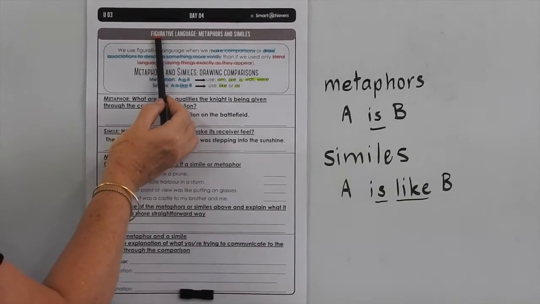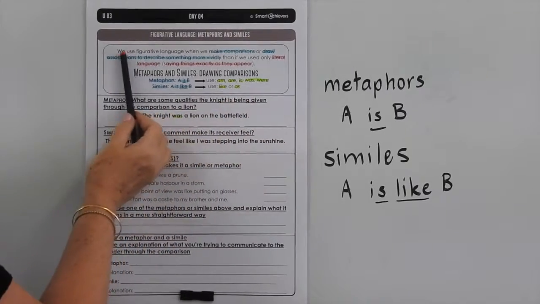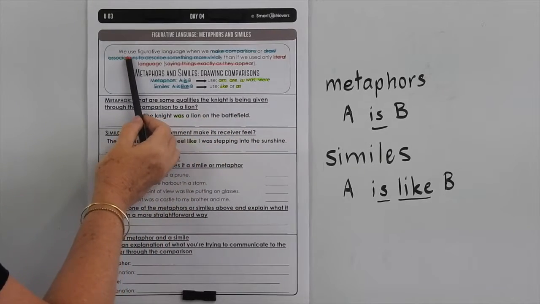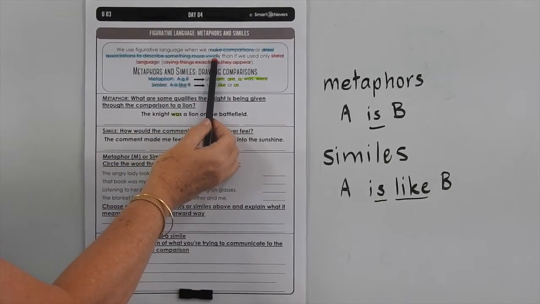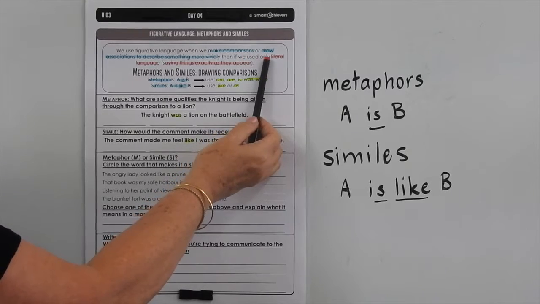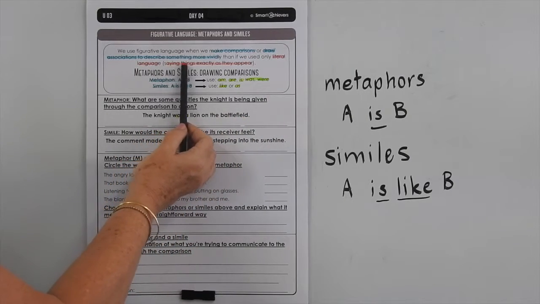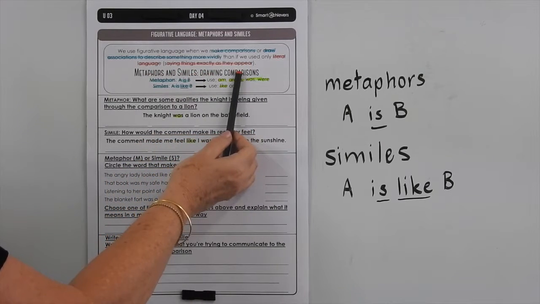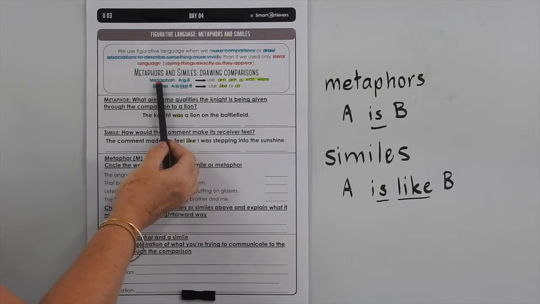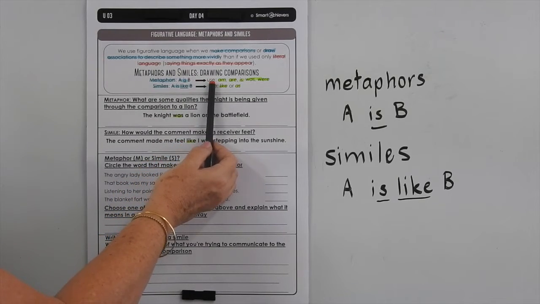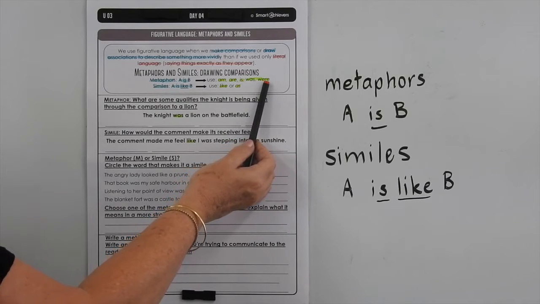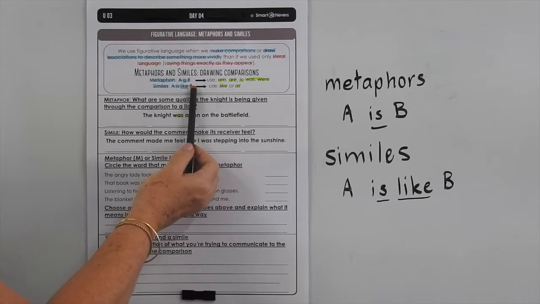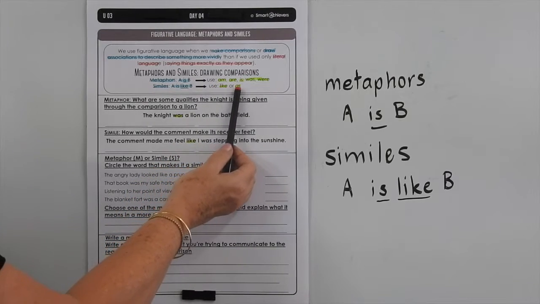Today's activity is about figurative language, metaphors and similes. So we use figurative language when we make comparisons or draw associations to describe something more vividly than if we used only literal language, which is saying things exactly as they appear. So metaphors and similes are drawing comparisons. In a metaphor, we're saying A is B, and we use words like am, are, is, was, were. Whereas a simile is we are saying A is like B. So we use words such as like or as.